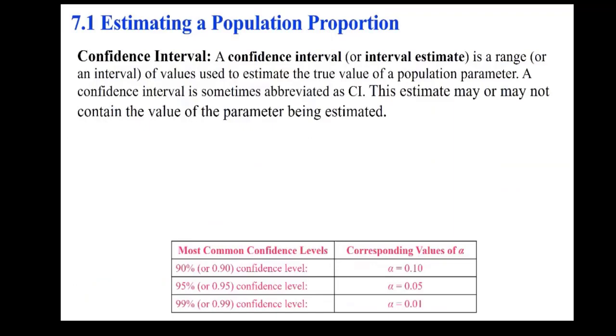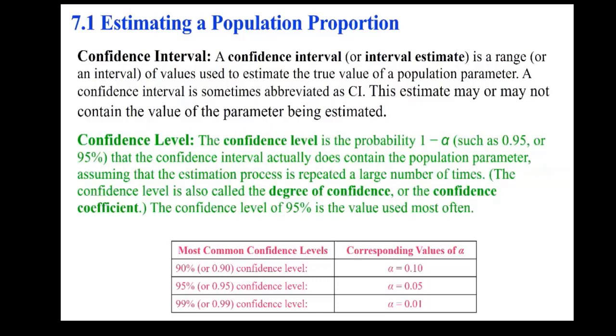A confidence interval or interval estimate is a range or an interval of values used to estimate the true value of a population parameter. A confidence interval is sometimes abbreviated as CI. This estimate may or may not contain the value of the parameter being estimated. The confidence level is the probability 1 minus alpha, such as 0.95 or 95%, that the confidence interval actually does contain the population parameter, assuming that the estimation process is repeated a large number of times. The confidence level is also called the degree of confidence or the confidence coefficient. The confidence level of 95% is the value used most often.